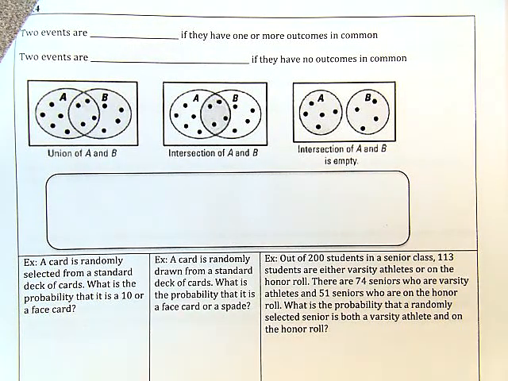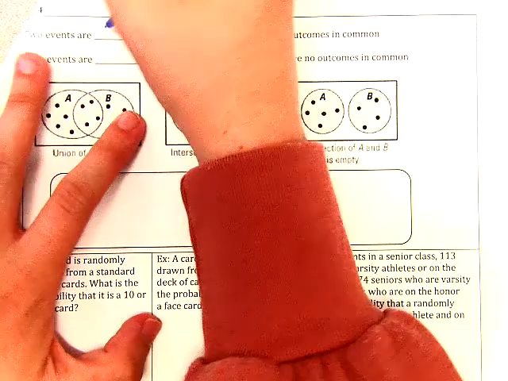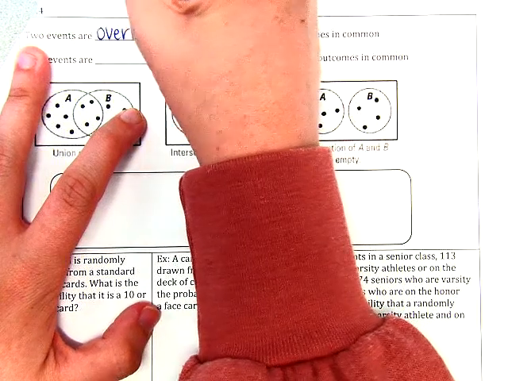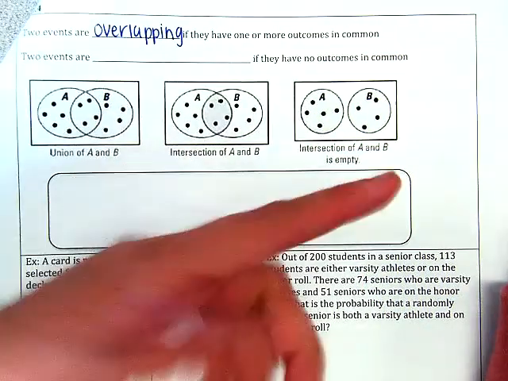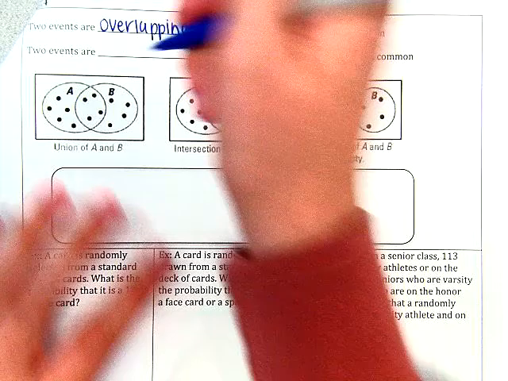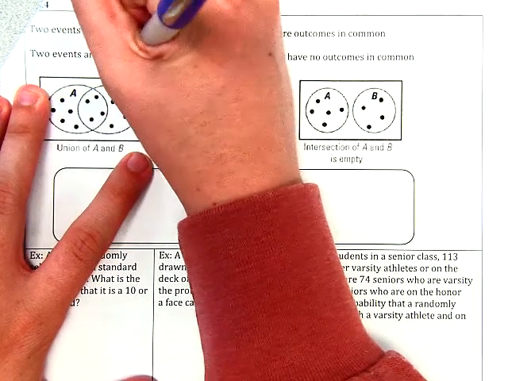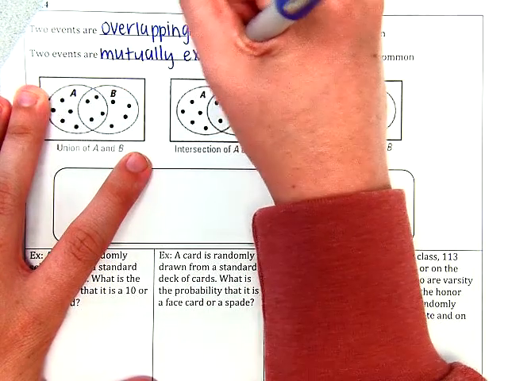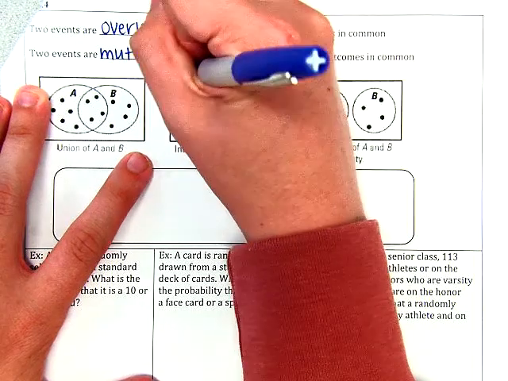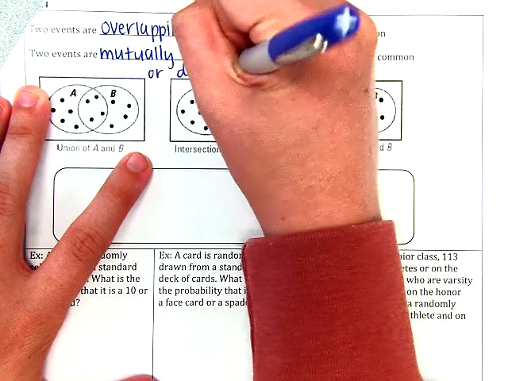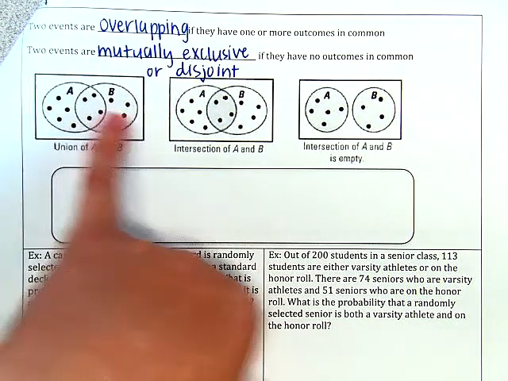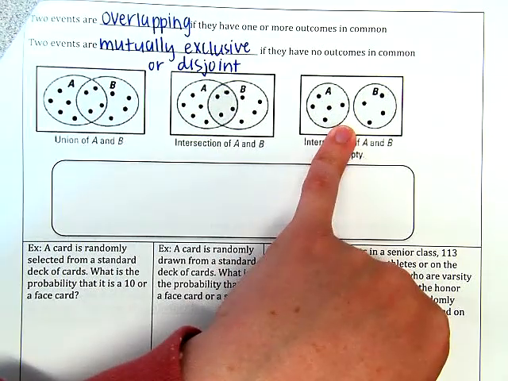10.4. Two events are overlapping if they have something in common, one or more things in common. Two events are mutually exclusive, or we sometimes call it disjoint, if they have nothing in common. So you can see kind of the situations here. These have stuff in common. This one has nothing in common.